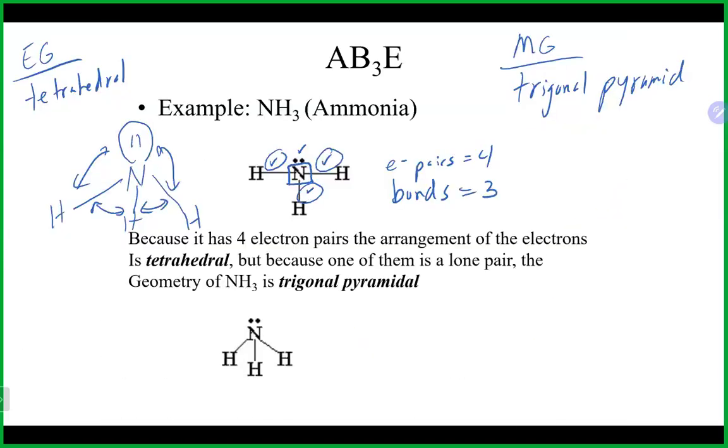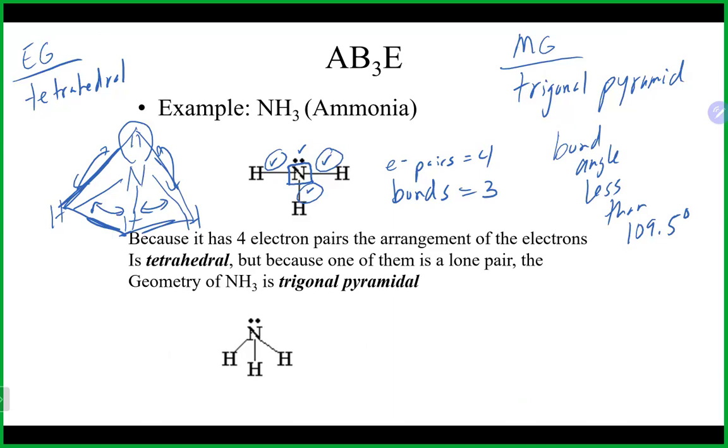And that has a bond angle of less than 109.5 degrees. So about 107 in this case for this guy. It is trigonal pyramid because it kind of makes a triangle, and then you've got that pyramidal shape happening there as you go through it.